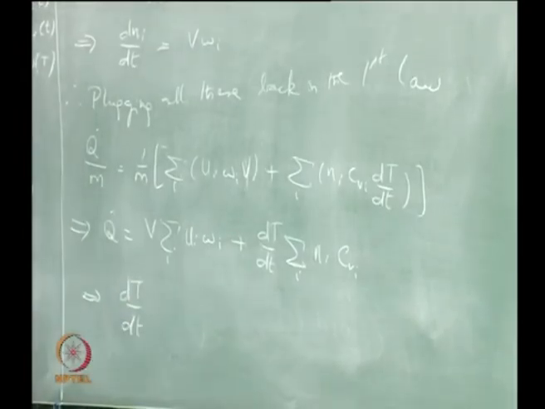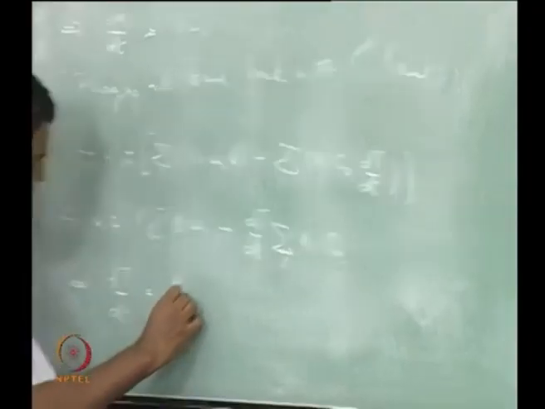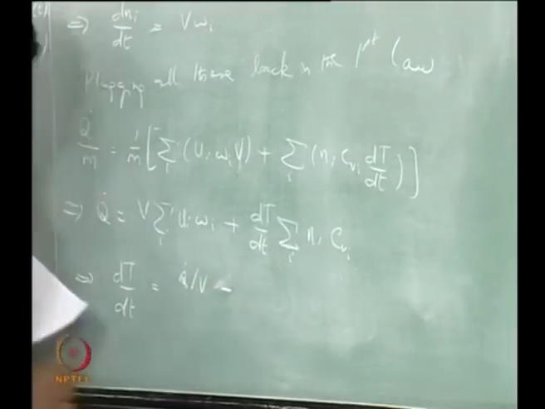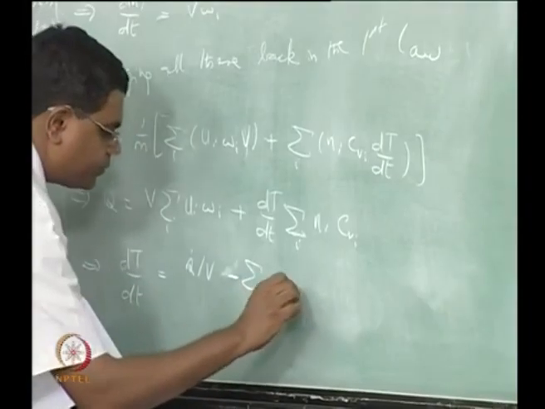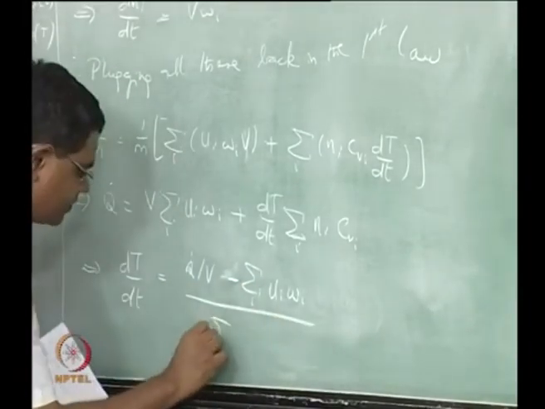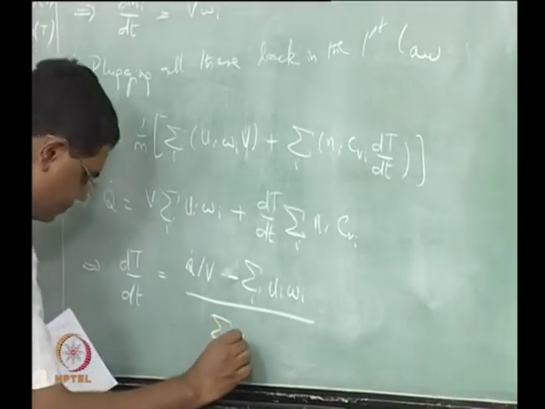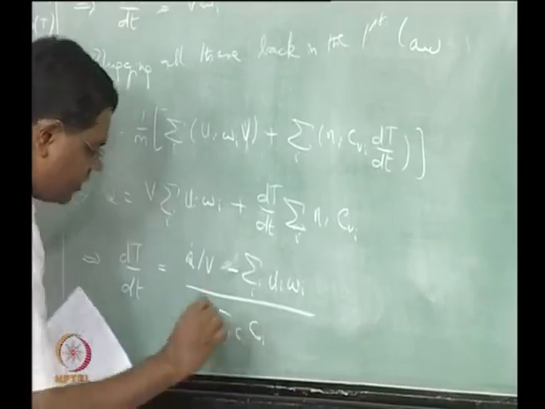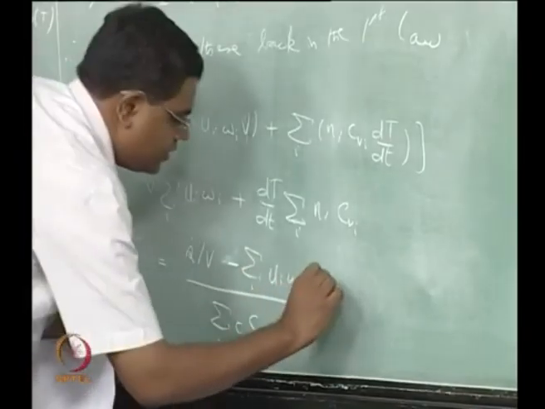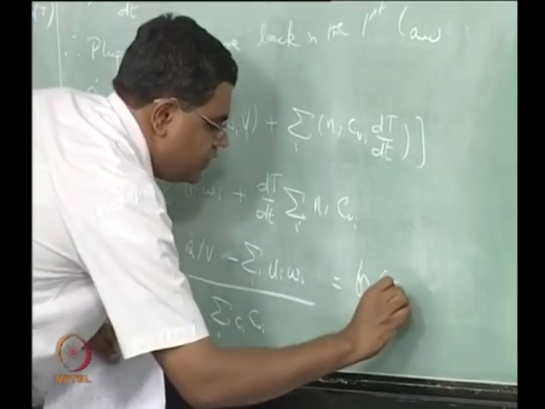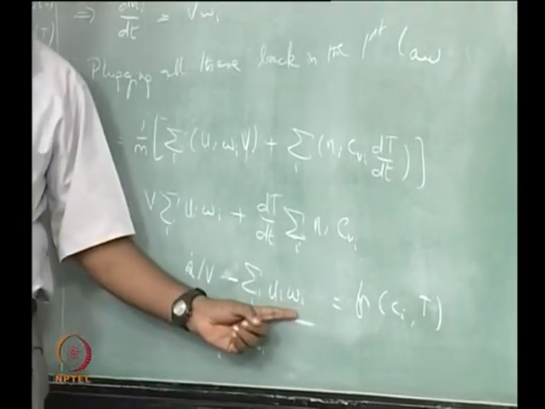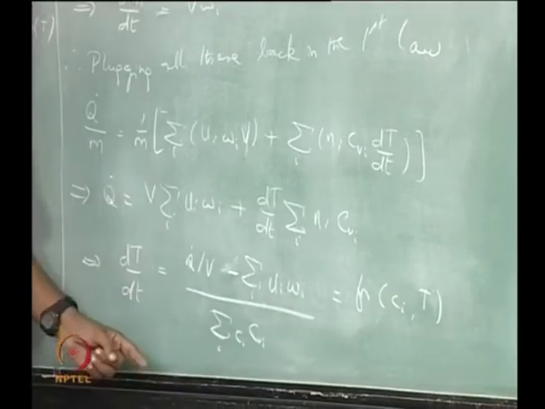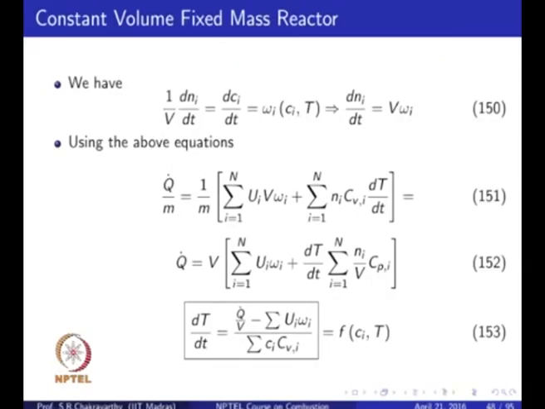So from here we can rearrange to get, finally I'm going to skip a couple of steps which are just algebraic, and get this as dT over dt equal to q dot over V minus sigma over i capital Ui omega i, divided by sigma over i Ci capital CVi, which I want you to understand is now a function of Ci and T. Okay, why? Because omega i depends on Ci and temperature, and you also have an explicit presence of Ci showing up here, therefore this is a function of the concentrations and temperature.